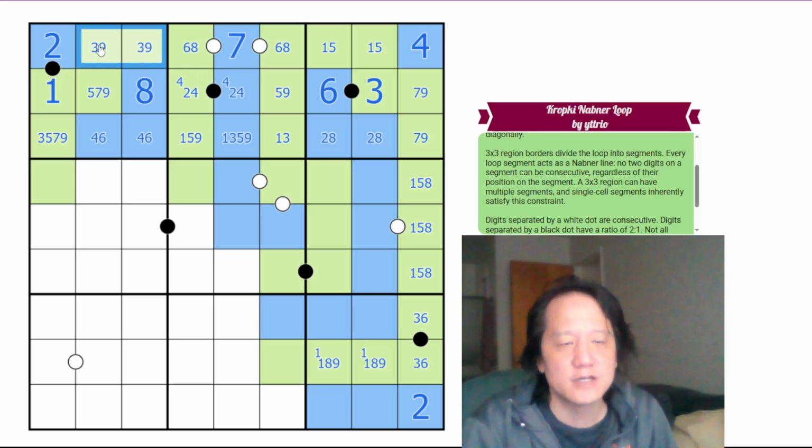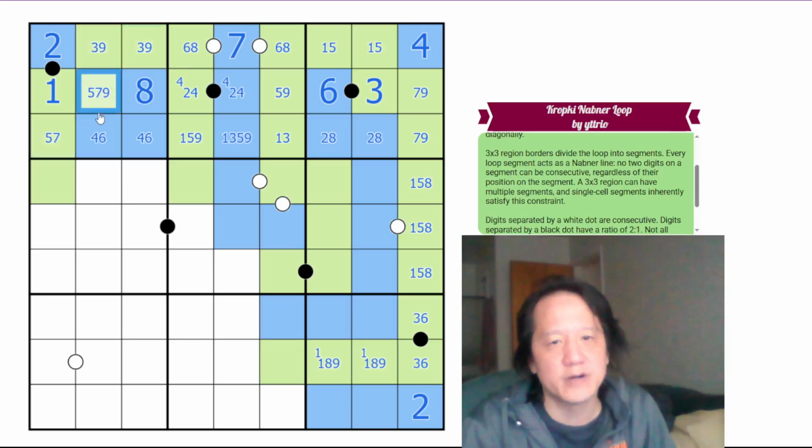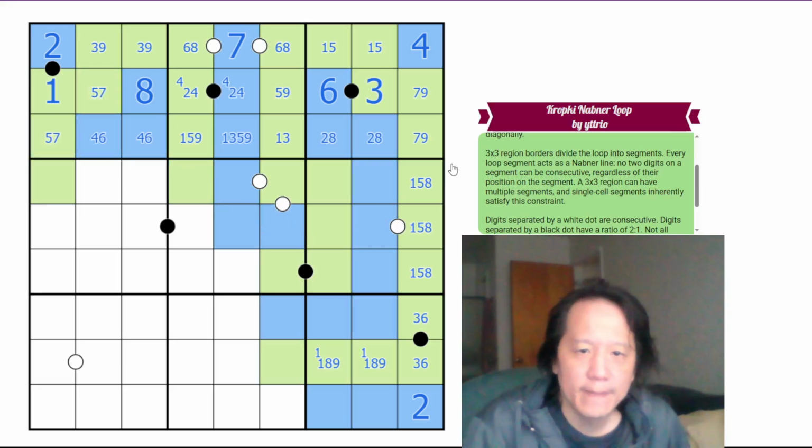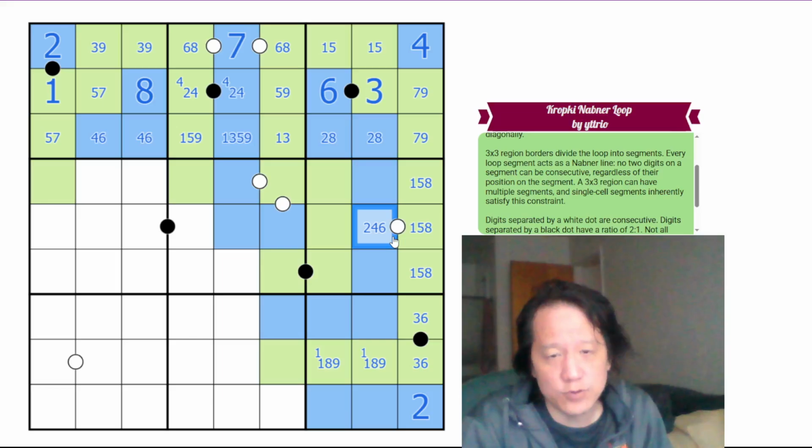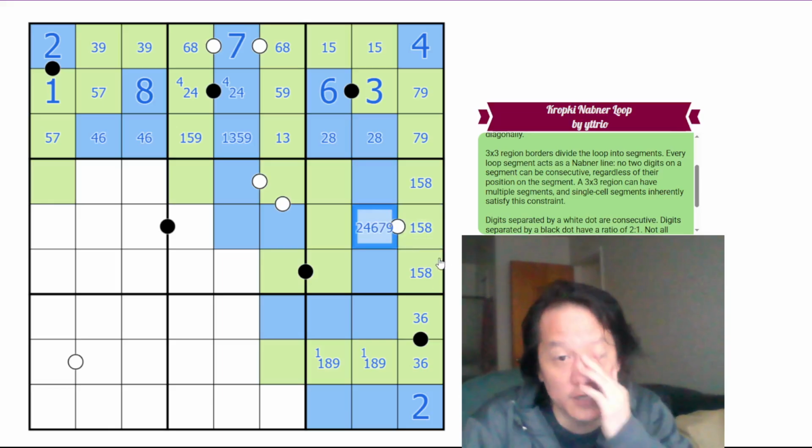So this is 3, 9. That eliminates 3, 9 in the rest of the box. This cannot be 3 or 9. This cannot be 3 or 9. 1 is consecutive with 2, 5 is consecutive with 4 or 6, 8 is consecutive with 7 or 9.